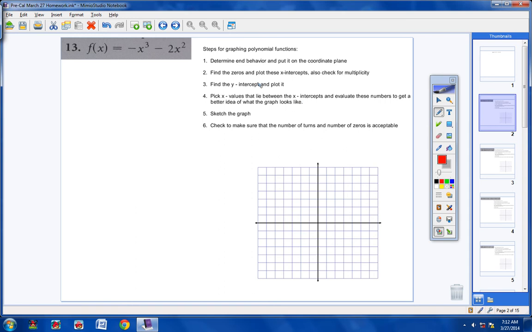Let's go through. Notice the steps are right here for you. We're going to graph numbers 13 through 31. So let's go ahead and get started.